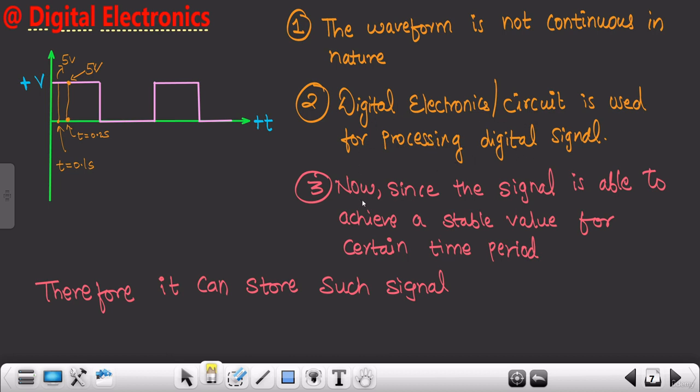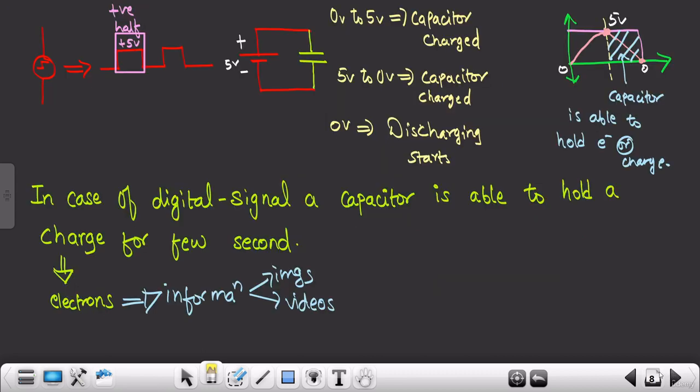Obviously that we'll see in the upcoming courses. And now since that signal is able to achieve a stable value for a certain time period, therefore it can store such signal, right? So this we had seen over here. Okay, so I hope you understood this particular concept in depth.